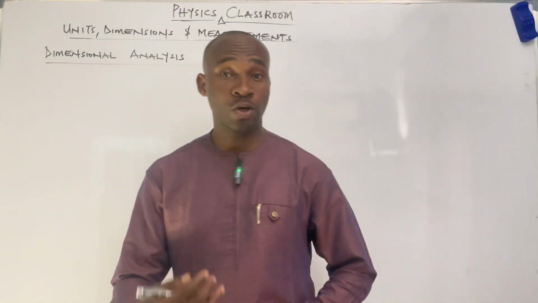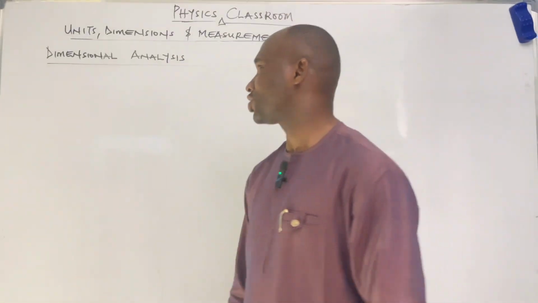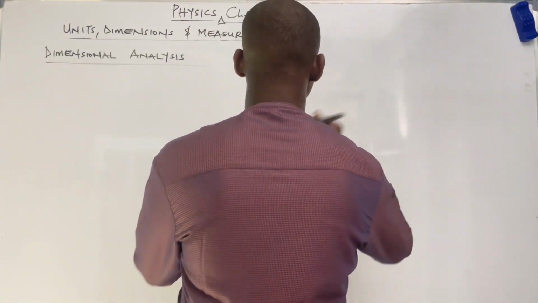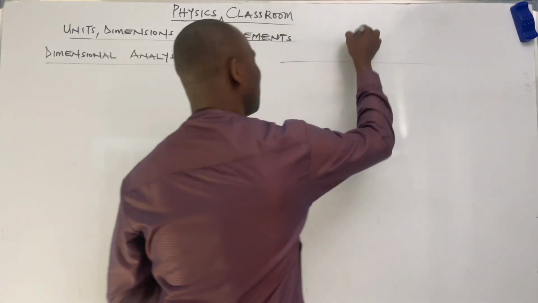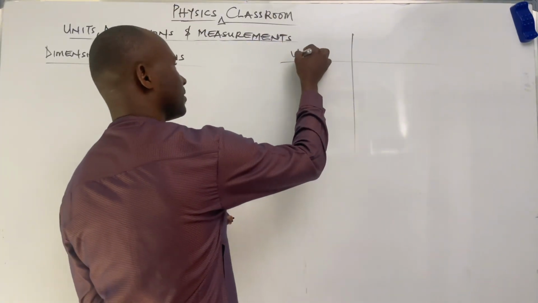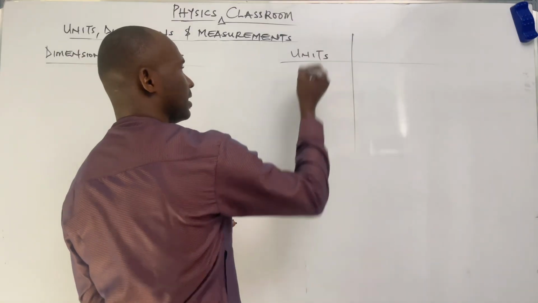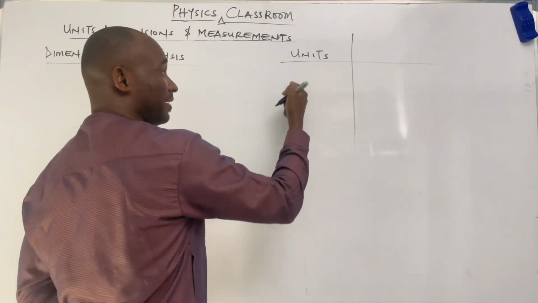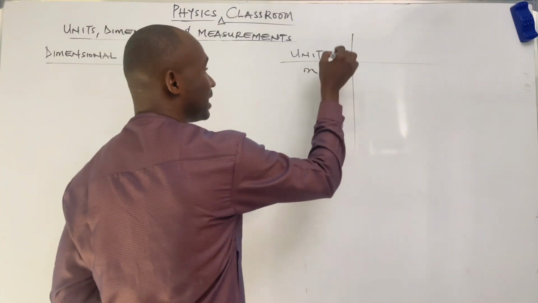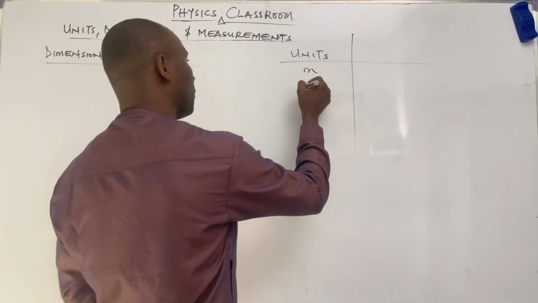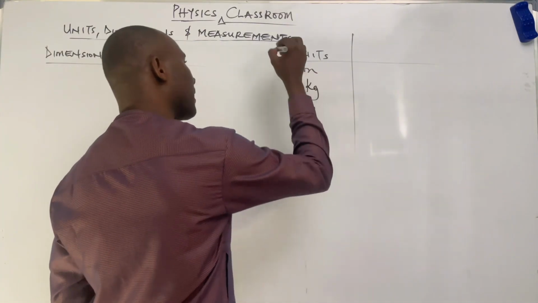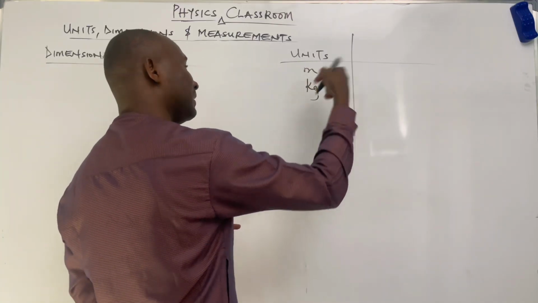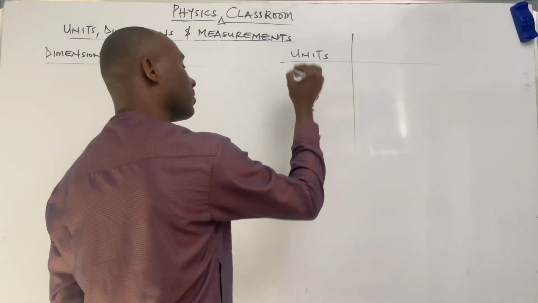Now, unit is always accompanied by dimension. If you recall, I gave you 7 fundamental units previously. Following LMT theta, we know that length, the L there stands for length, which is measured in meter. The M stands for mass, which is measured in kilogram. That's the unit for mass. Then time. The unit for time is seconds.